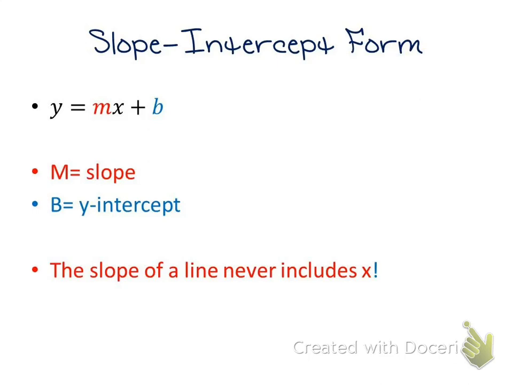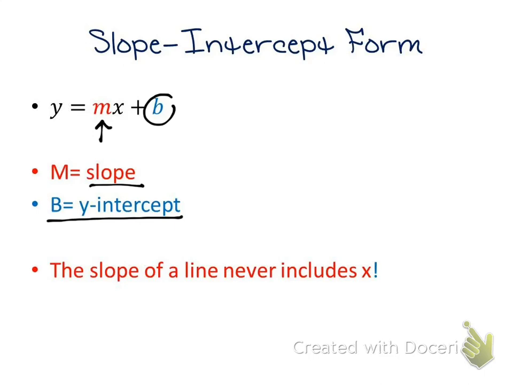Now, if you remember, we've already been working with this. M is the letter that always stands for slope. B is the letter that stands for y-intercept. Now, that's probably new for you, okay? B is the letter that stands for y-intercept. This is the part that a lot of people have problems on: they go, okay, y is a y-intercept. No, it is actually not.